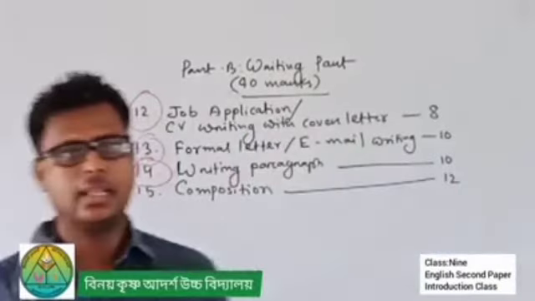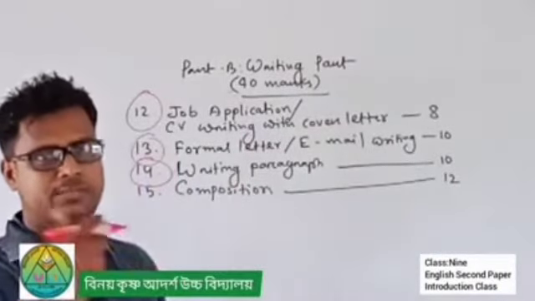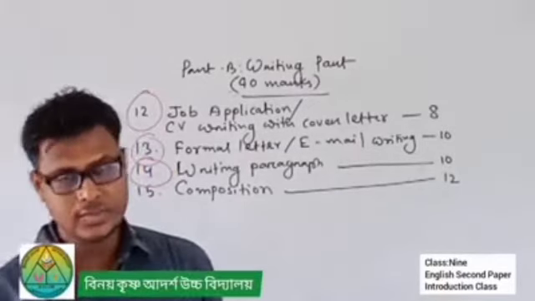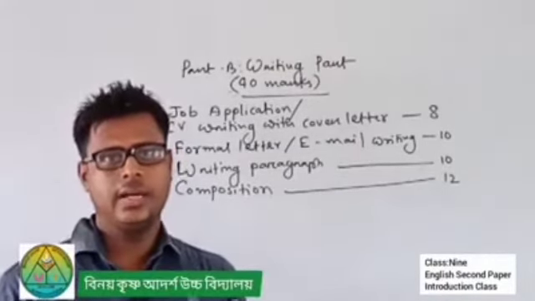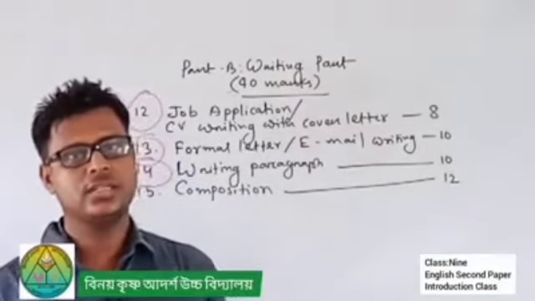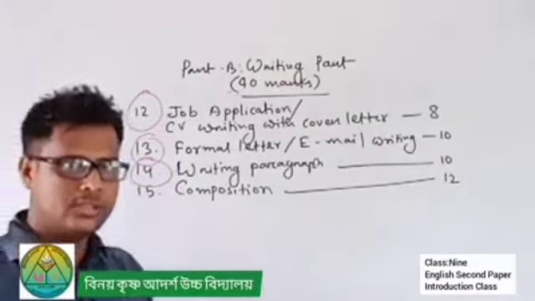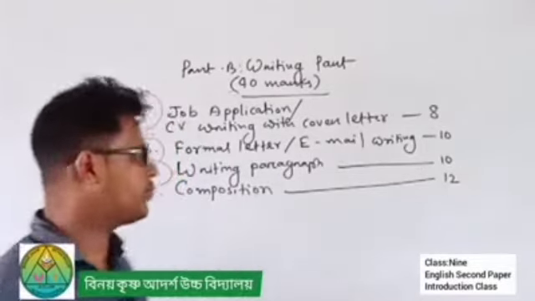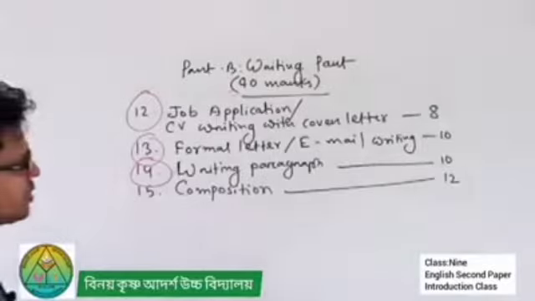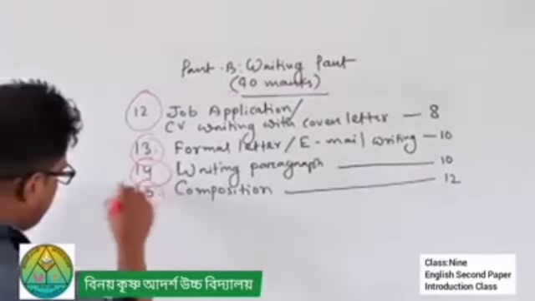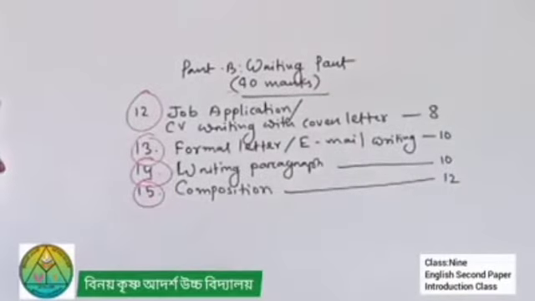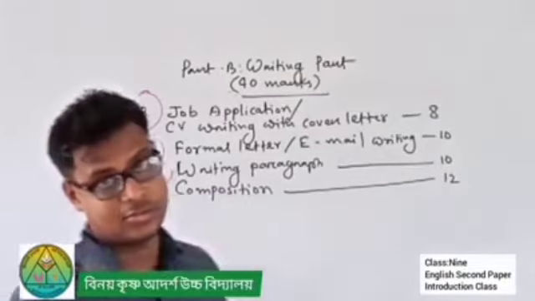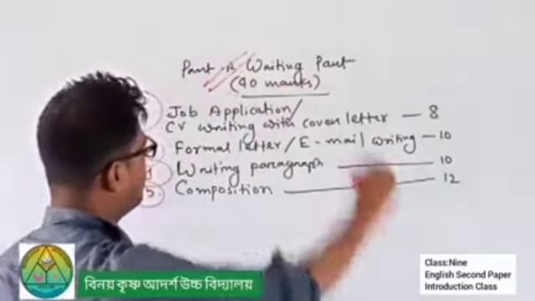Writing paragraph is unlike in English first part. You know, in English first part you will have to write a paragraph by answering some questions, but unlike the first part, the second part is without questions. So you will have to write this paragraph from your imagination. Anyway, in question 15 you will find composition, and you will have to write a composition that will prize you 12 marks. That's all of part B, I mean writing part, 40 marks.